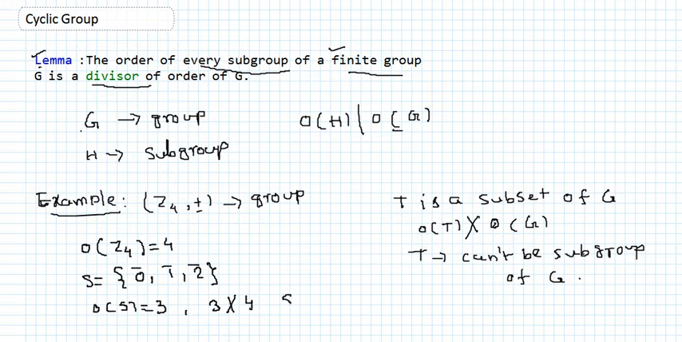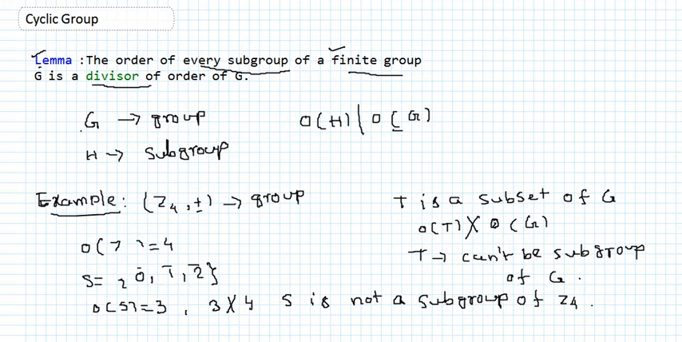So S is not a subgroup, but it's a subset of Z4. Those are all the implications of the result, or you may say the significance of the result. This result says that every subgroup's order must divide the order of the group if the group is finite. I just want to say a few more things: the converse of the theorem is not true.